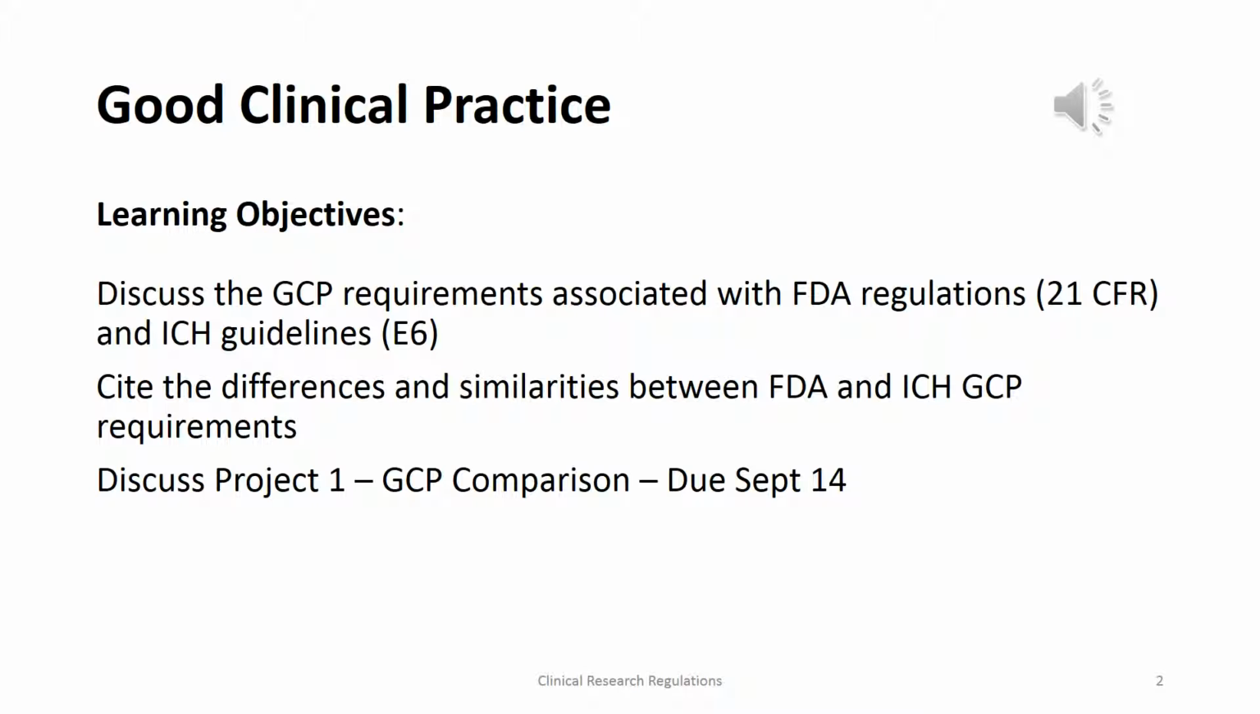So the next thing that I want you to do for this week is to get started on your Project 1, which is going to be a comparison of GCP requirements for both FDA and ICH, and that will be due on September 14th. So you'll have an entire week or more to get that completed. It won't take you very long to do it. I think the instructions out there are fairly simple.